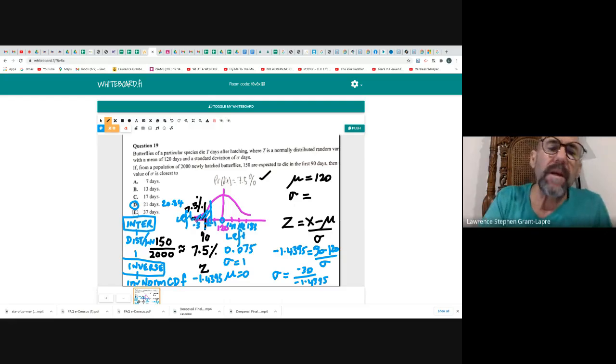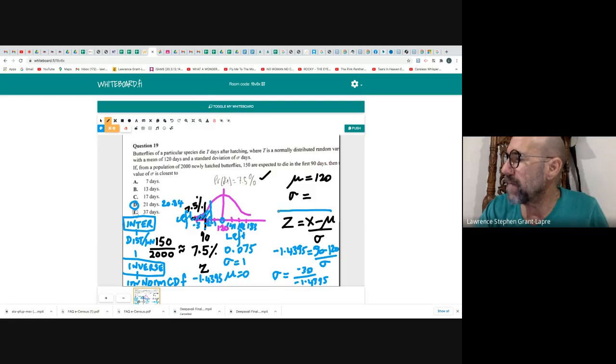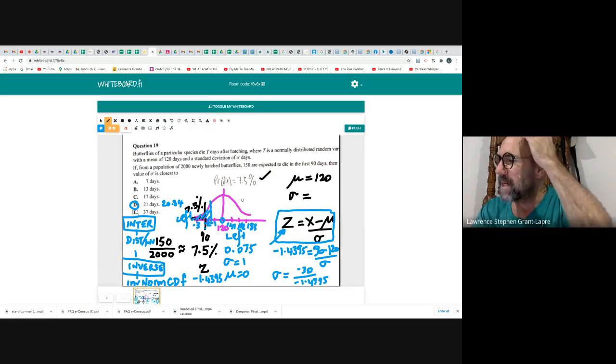Okay. I hope this has helped. This one, just remember, you need this formula here. You need to get that Z value from the calculator based on 7.5% to get the Z value. On the left-hand side, it will be a negative.